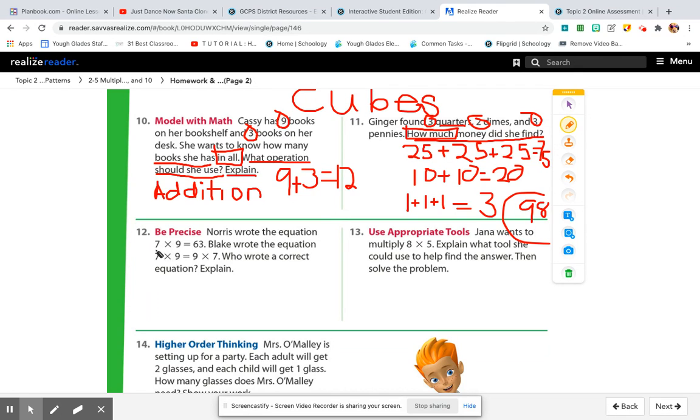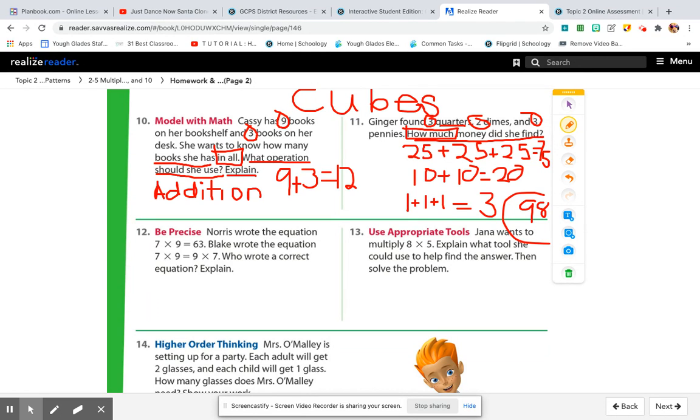Norris wrote the equation 7 times 9 equals 63. Blake wrote the equation 7 times 9 equals 9 times 7. Who wrote a correct equation? Explain. So when you see a question like this, they want to know who wrote the correct equation. Now that doesn't mean that either one of them are necessarily wrong. You have to analyze that and decide yourself. You could decide that both of them are right. When you see a question like that, they're not telling you that one of those are wrong. You have to decide that.